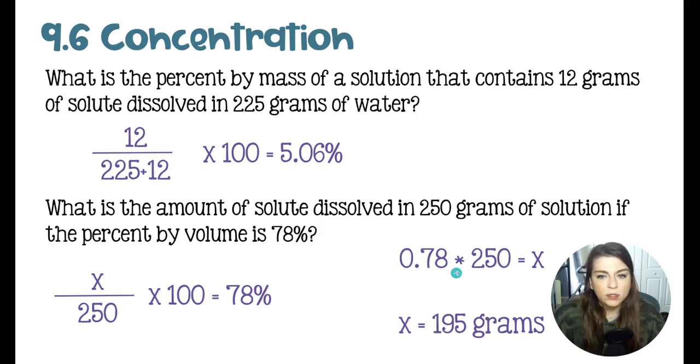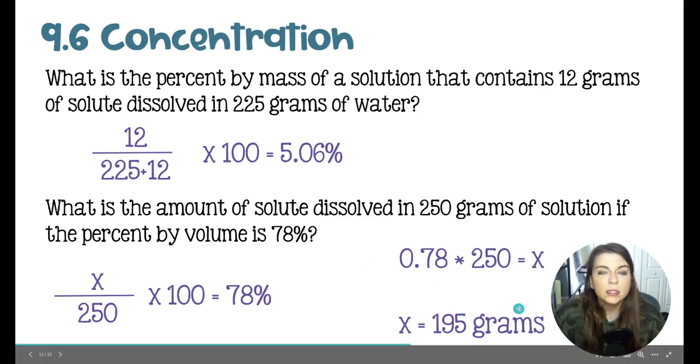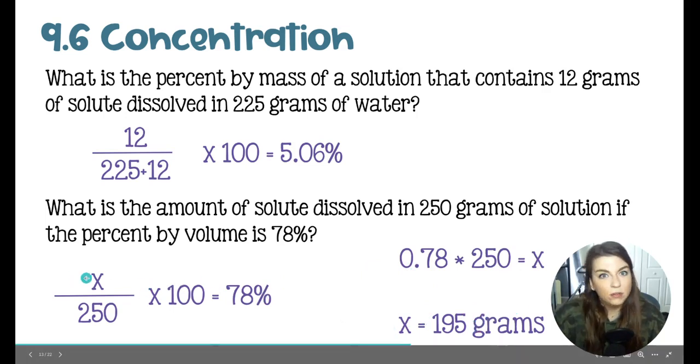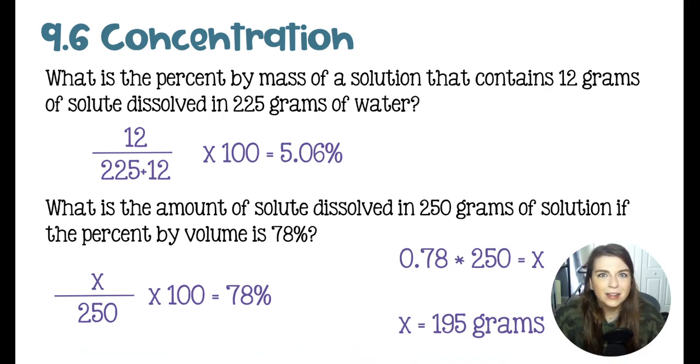And then I will take that 0.78 and multiply it by the 250 to get x. So it's kind of like a cross multiplication. You'd put the 0.78 over 1. And finally, I would get 195 grams. You also can plug this 195 back in for x to check your work, just to make sure that everything went well and that you did it correctly.